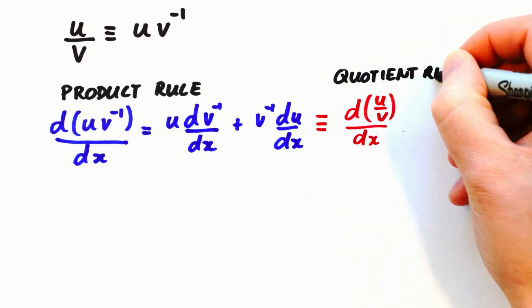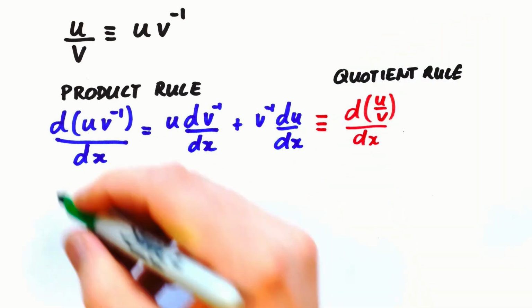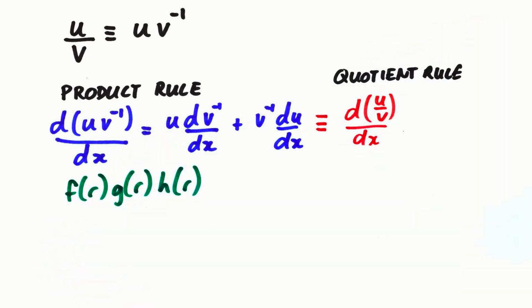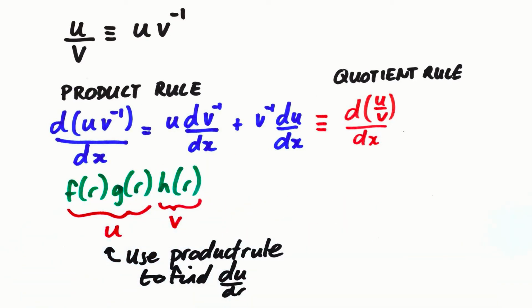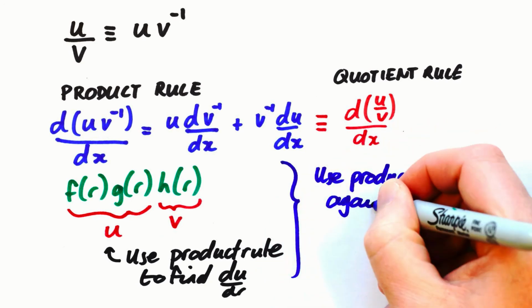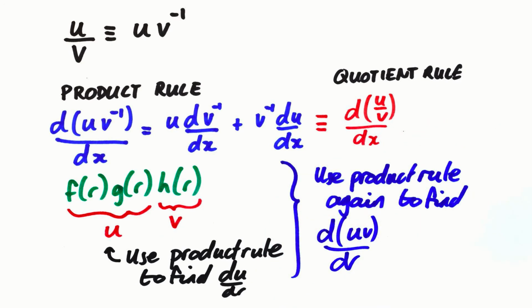If you have more than two functions multiplied together, for example f(r), g(r), h(r), it is possible to use a repeated application of product rule to determine the overall first derivative. Firstly, apply product rule to find the first derivative of f(r) g(r), and then apply product rule a second time, using f(r) g(r) as u, and the first derivative of this as du/dr when combining with h(r).